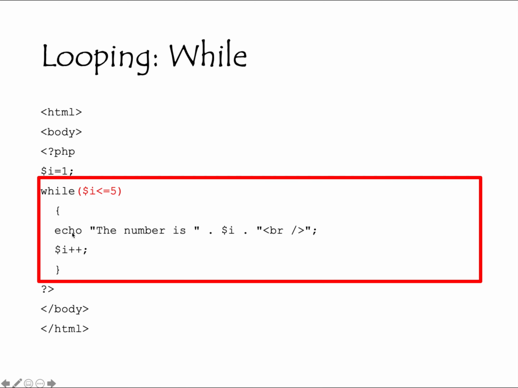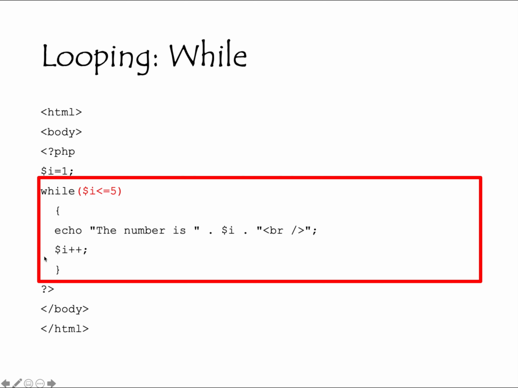What would be the output? With the echo statement, the program will print out "The number is", and what's the value? The value is still 1 for $i. So the output would be "The number is 1", with a line break. Then the value of $i would be increased by 1 with this increment operation. What would be the result of this line? The new value, 2, will be assigned to $i.